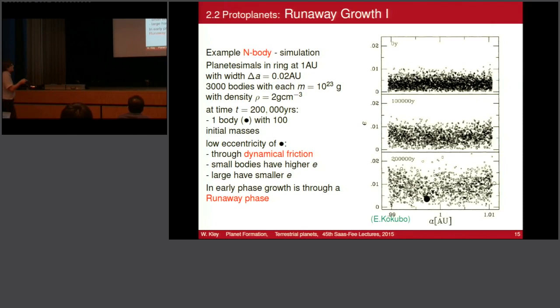And with the mean density here, this is the first part, and then you just calculate the subsequent evolution. So you have an initial eccentricity distribution. You calculate the evolution of these particles by the direct n-body method, and we can see the growth of one big particle and lots of small particles. So this phase is clearly a runaway phase.